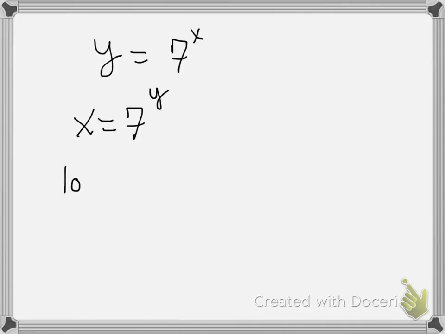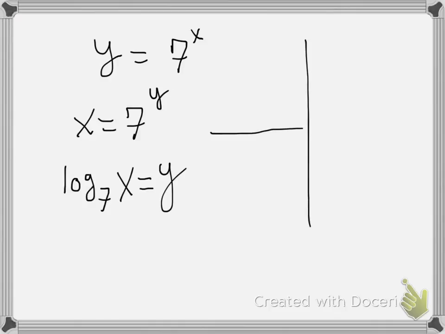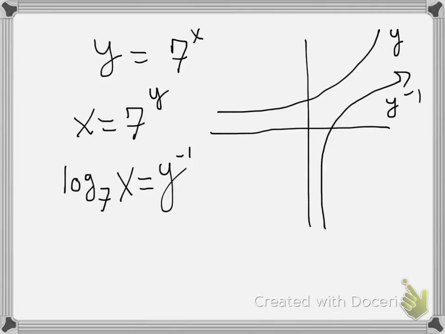Alright, next one. y equals 7 to the x power. Okay. Again, if I want to follow the pattern, I want to find the inverse, x equals 7 to the y. This is an exponential equation. If I want to solve for y, I use a logarithm. And that's the log base 7 of x equals the exponent, which is y. And now if we want to sketch the graphs of these things, y would look like this, and the inverse of y would look like that.